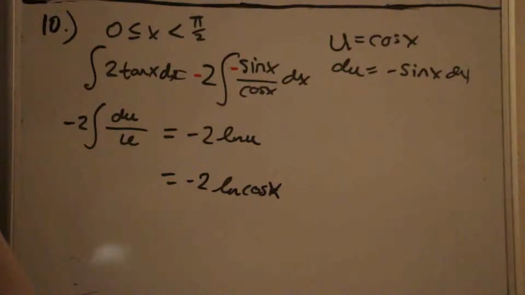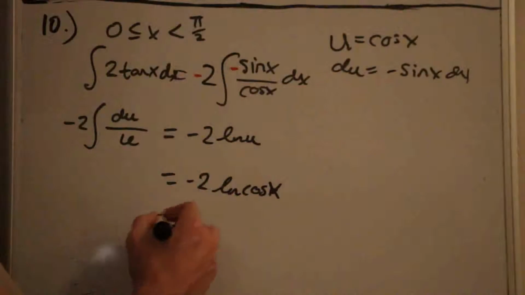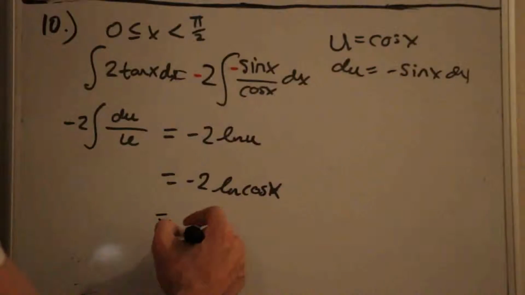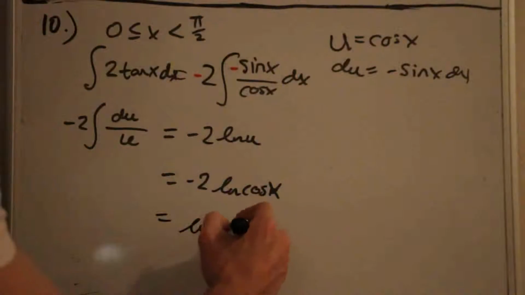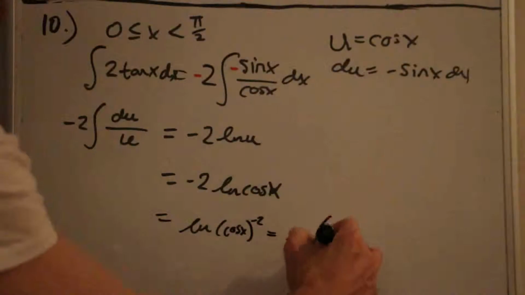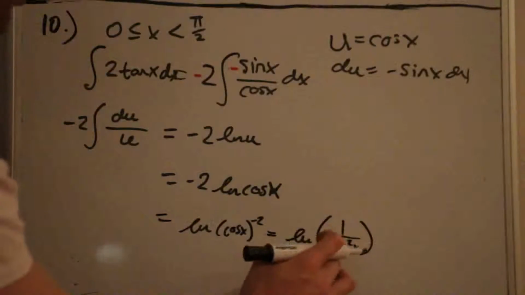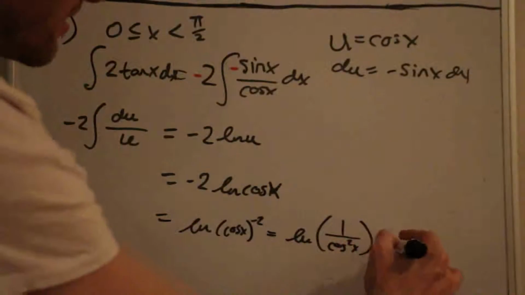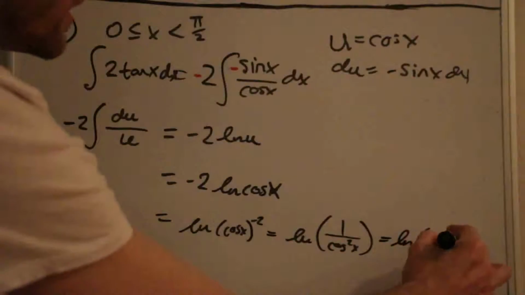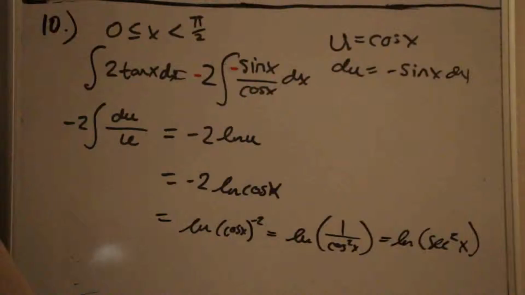You might be inclined to pick another choice and just think that you made a mistake with that negative, but we have to remember our rules of logarithms. So we bring our negative 2 to the top here. This becomes ln of cosine x to the negative 2. Well, that's the same as ln of 1 over cosine squared of x. Well, 1 over cosine squared is the same as ln of secant squared of x. And that's it. So that's your answer, C.